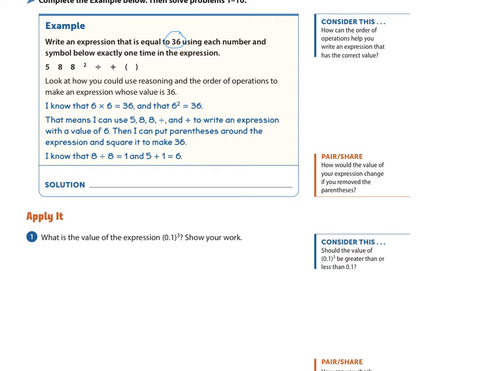I know that 6 times 6 is 36, and that 6 squared is 36. That means I can use 5, 8, 8, the division sign, and a plus sign to write an expression with a value of 6. Then I could put parentheses around the expression and square it to make it 36. So I know that 8 divided by 8 is 1, and 5 plus 1 is 6. So we're trying to figure out inside the parentheses something that we can square, which would be 6, to get 36. Well, I know that 8 divided by 8 is 1. Add 5 gets me to 6. What is 6 times 6?